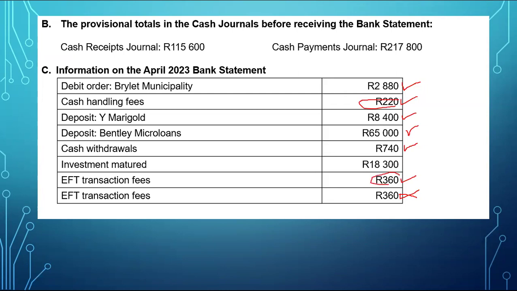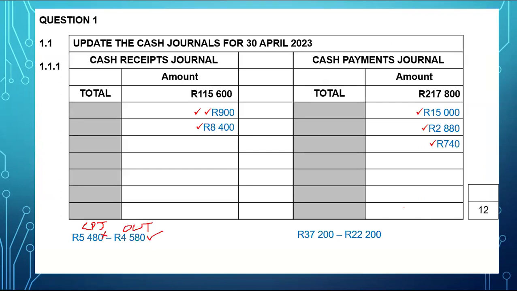And I will go to my cash payments journal. It represents bank charges. They went out of our bank account. Therefore, it will be recorded in the cash payments journal. So I'm going to add them up and I will put them in the cash payments journal as 580.